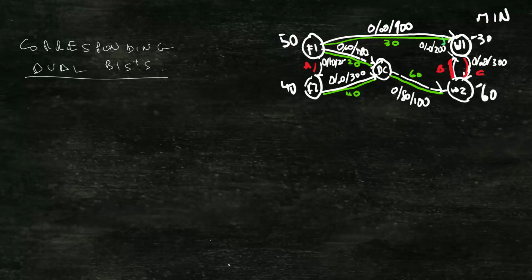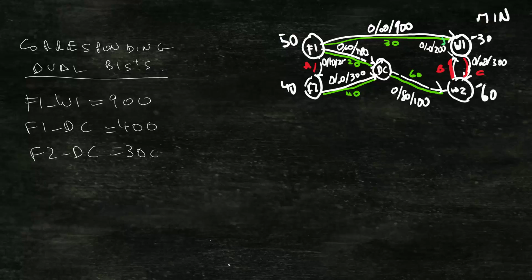of equations. So we get for one that F1 minus W1 has to be equal to 900, and that F1 minus DC has to be equal to 400, and we have F2 minus DC has to be equal to 300, and that DC minus W2 is equal to 100. Now you might say, well, hold on a sec, we have 5 nodes and we only have 4 equations.